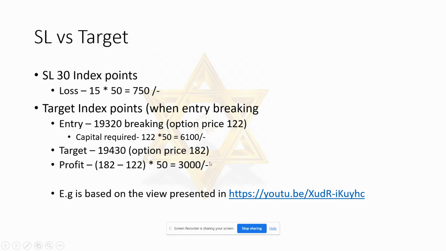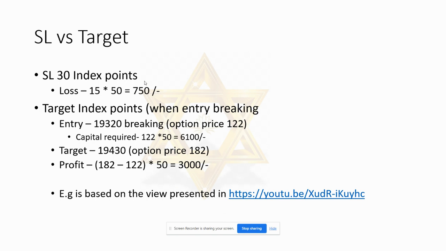how does that video really convert into price, right? What I mean to say is that the SL is 30 index points, which roughly comes to 15 option points. Option price into 50, the lot size of Nifty, translates to 750 rupees, which is what I am saying: for one lot you can keep 750 rupees as a stop loss. In other words, target index points are approximately, as I said in the last video, 60, 80, and 100.